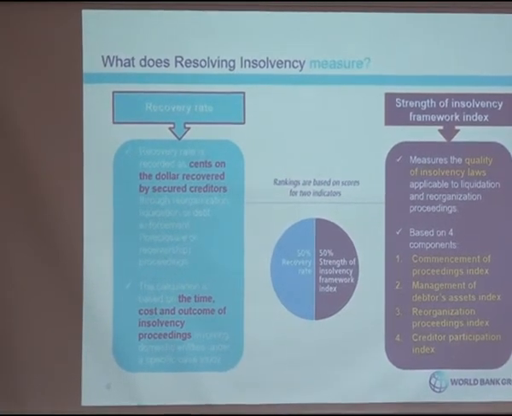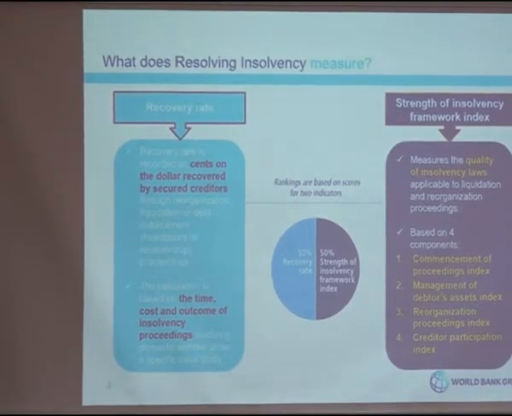The recovery rate is calculated based on the time that it needs to resolve one of the reorganization, liquidation, or foreclosure proceedings that I just discussed, and the cost to go through one of these procedures, and what would be the outcome of these procedures. So basically, are we going to sell the company, for example, as a whole, as a going concern, or are we going to divide it into assets and sell it piecemeal?